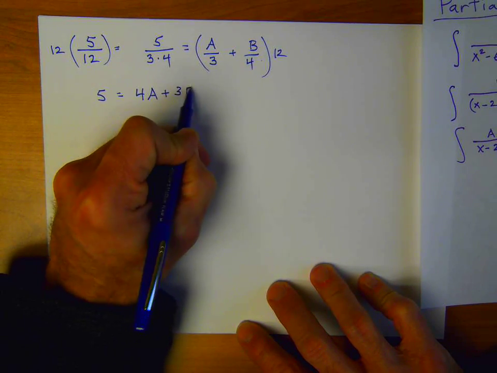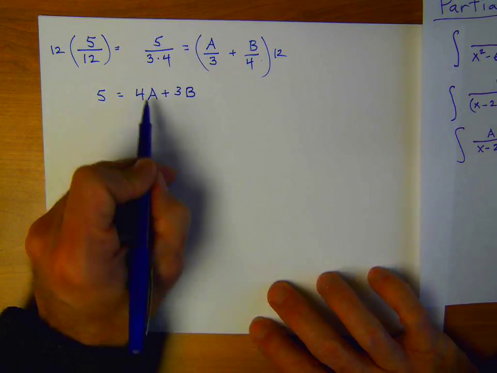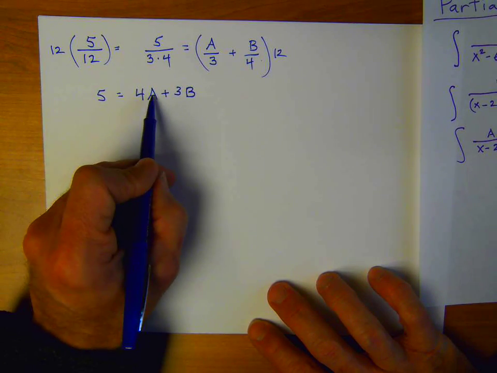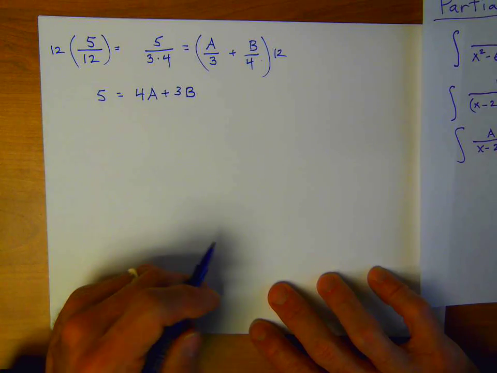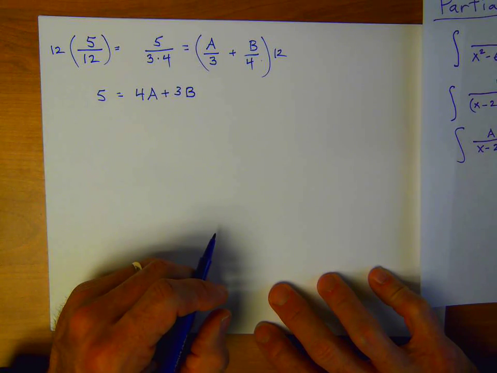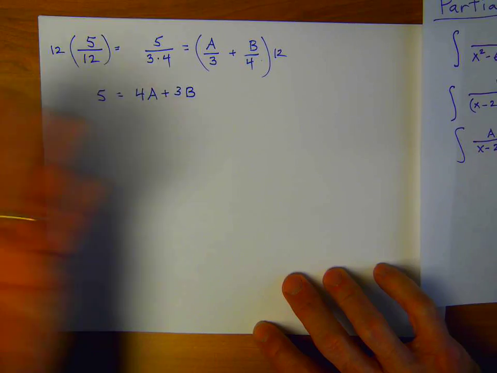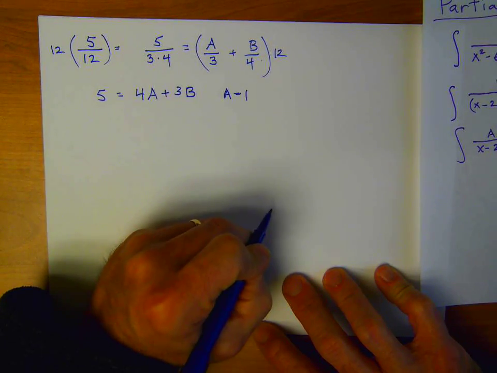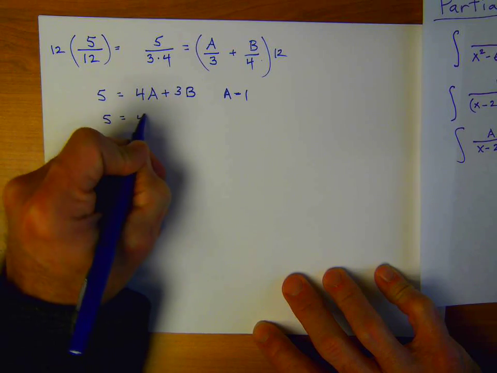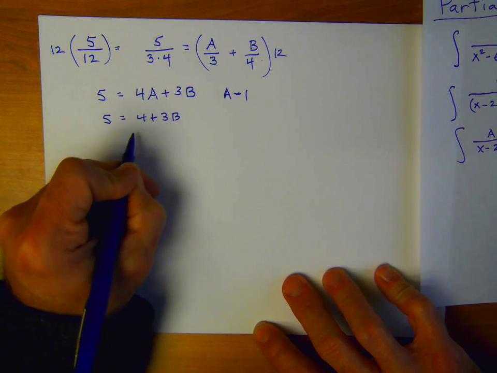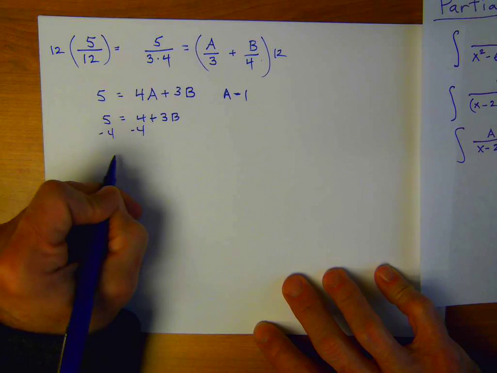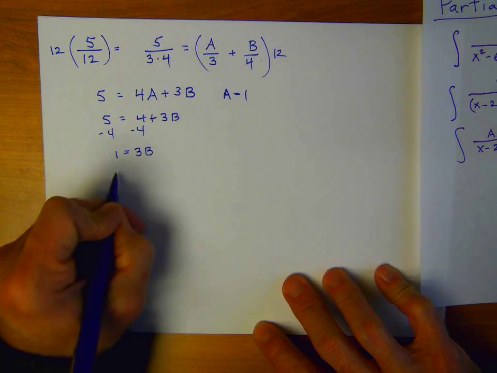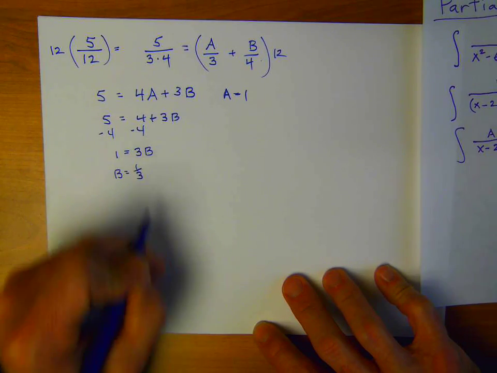And likewise, when I distribute the 12 to the b/4, 4 goes into 12 3 times, and I'm left with 3b. So what I need is to find numbers a and b that I could put in here where this would end up being 5. So, one way is to just pick something for a. If we let a equal 1, then I end up with 5 equals 4 plus 3b, subtract 4 from both sides, so I have 1 equals 3b, so b equals 1/3.